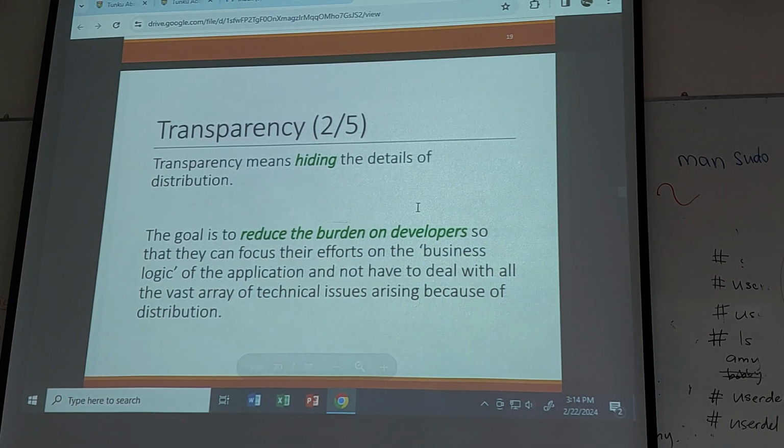Okay, part 2 is, just now we were talking about the developers and how we're going to deal with all this. Now we're talking about the user experience itself. It means hiding of details of the distribution. That means as a user, when I go to Netflix, even though Netflix is everywhere in the world, the servers are distributed all over the world, when I access Netflix, I go to one website only.